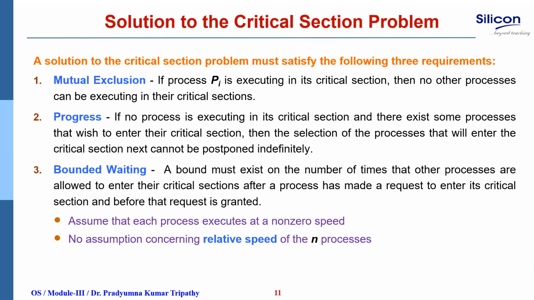And the third one is bounded waiting. It ensures that after a process has made a request to enter its critical section, there is a bound, a fixed number of times other processes can be allowed in before it. It is not that it can be denied any number of times. So any solution for the critical section problem must have these three: mutual exclusion, progress, and bounded waiting. Is it understood, or does anyone have doubts on these three?